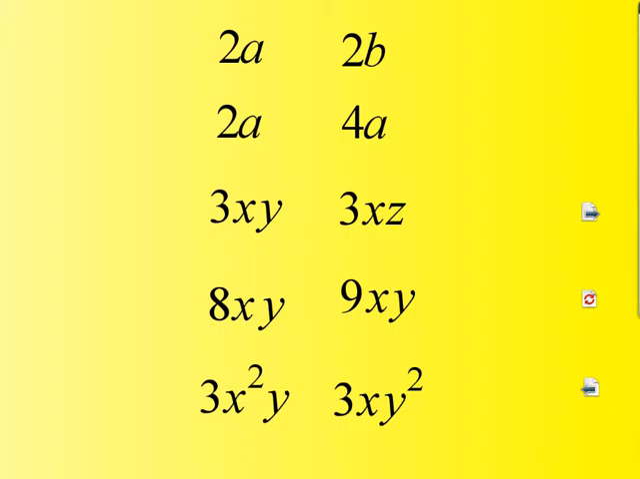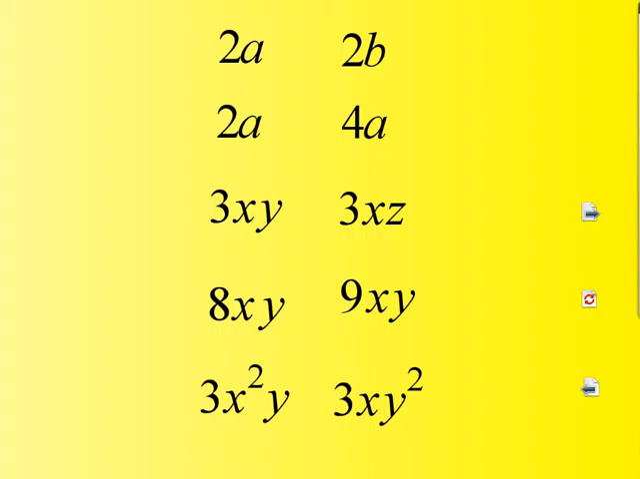When we get to this third one, it would be easy to make the mistake of thinking that maybe they're somehow like because they both have x in them, but no, they must be exactly identical in order for us to see them as like terms. So 3xy is not like 3xz. So these are not like terms.